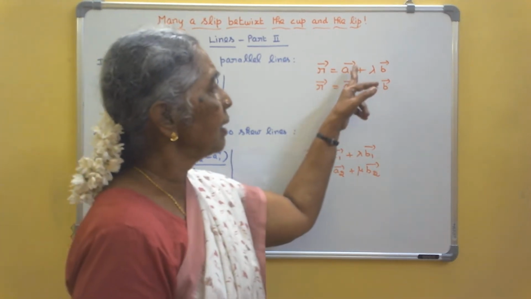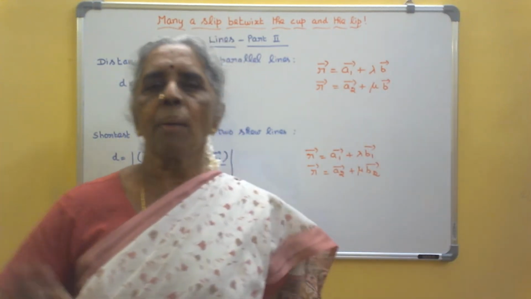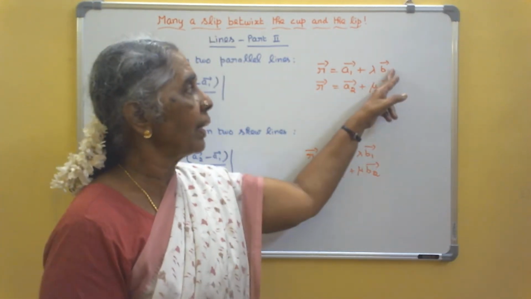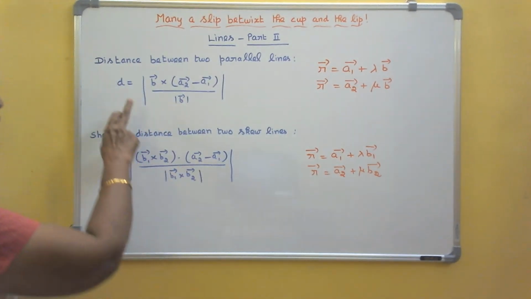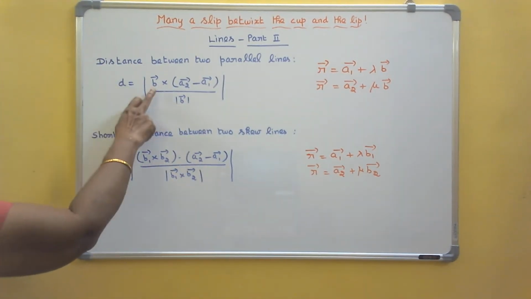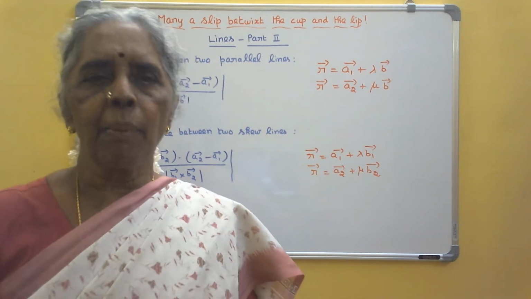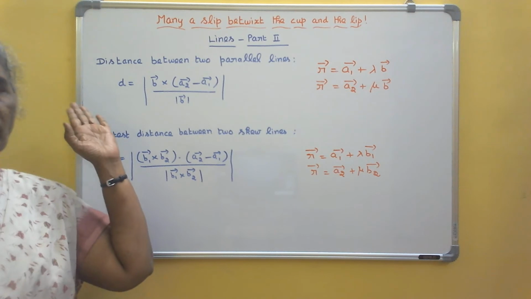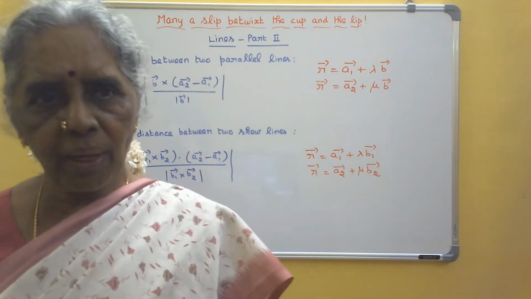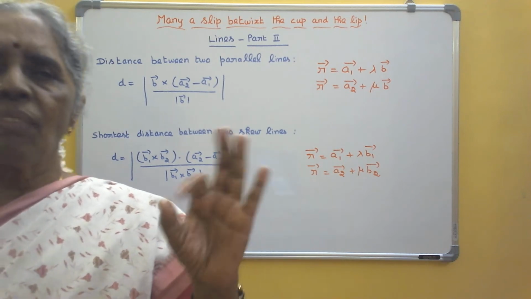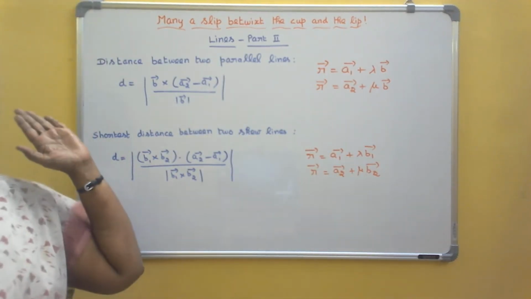Here if you see, the points are different and these are the parallel vectors. Because the lines are parallel, you are getting only B vector. Okay. Here the distance is given by the formula: mod of B vector cross A2 vector minus A1 vector, divided by mod B vector. I think you remember how to find the dot product and the cross product, which you have studied in vectors. So, this is the formula.